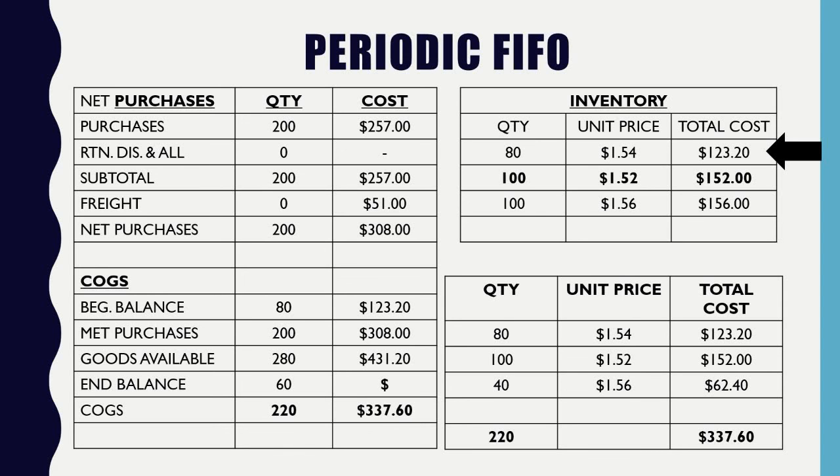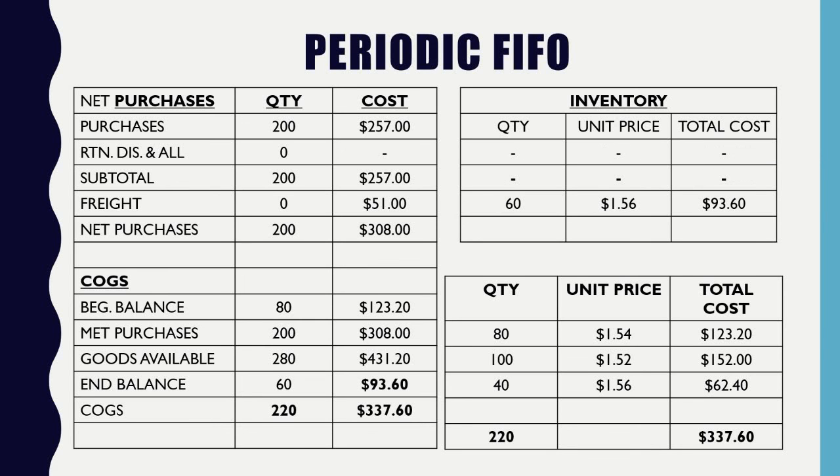Once we've done that, we realize if you add all this together, that's 220, and the total amount that we sold is going to be $337.60. And that is where we plug it in to the cost of goods sold.